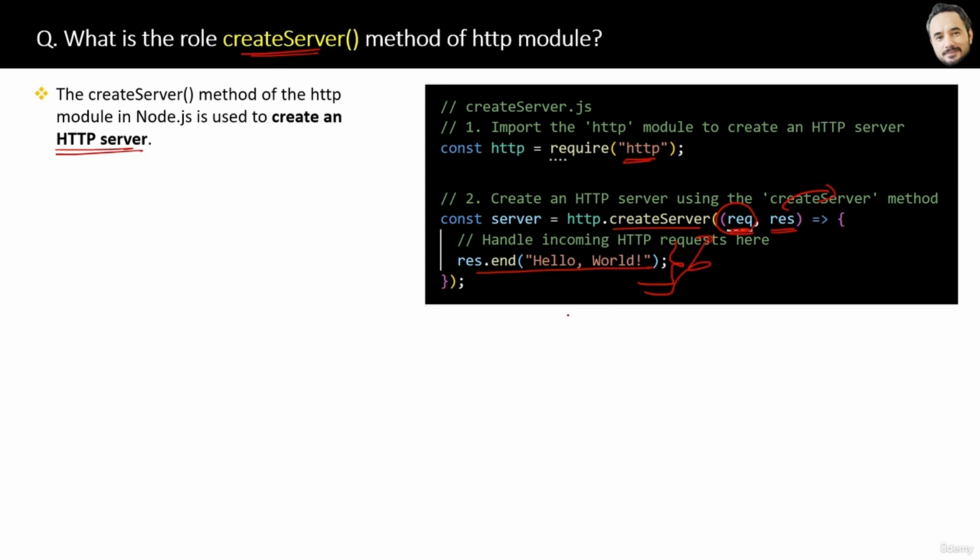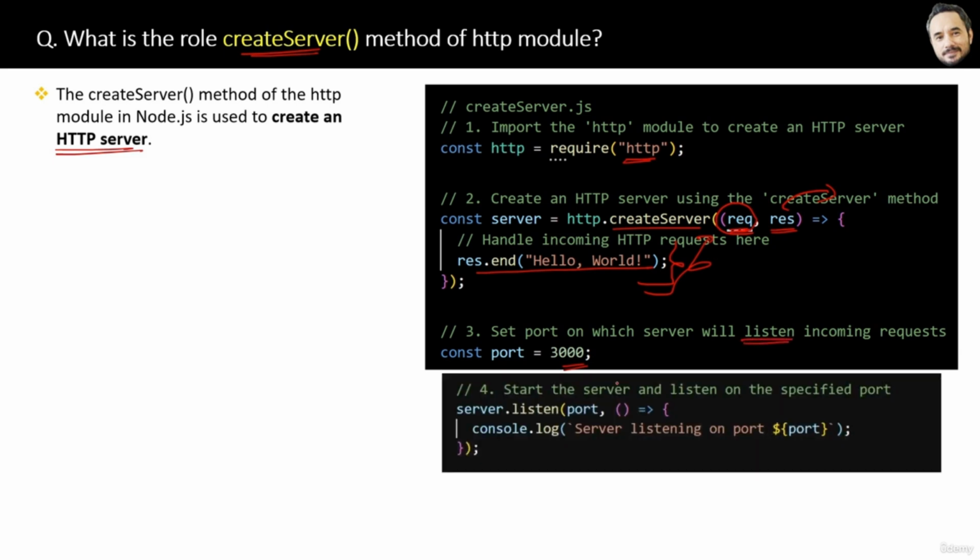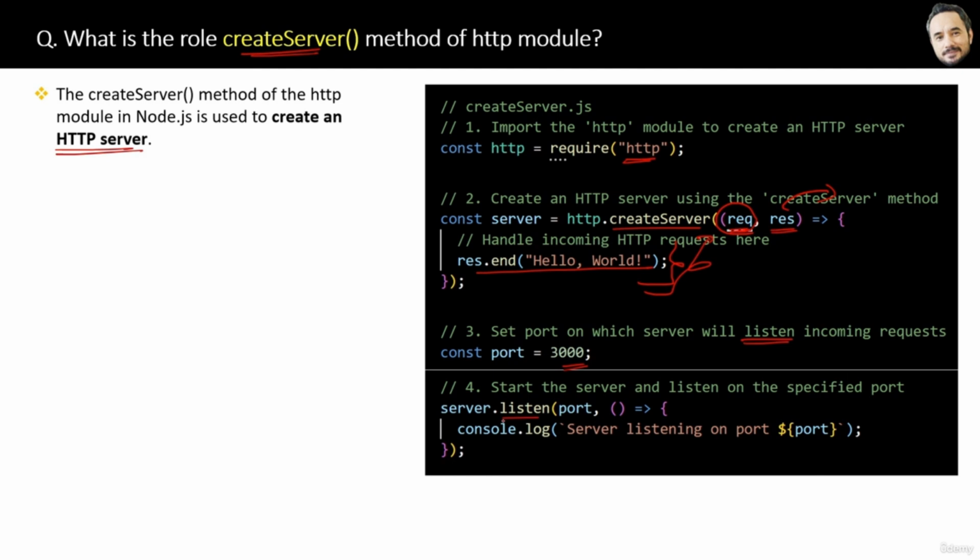Your server is still not able to listen to any request. Your server is created but it's not listening. For that you can first choose a port number on which the server will listen for incoming requests, and finally by using this listen method of the above server object, now your server is able to listen to requests at this port number. Clear?